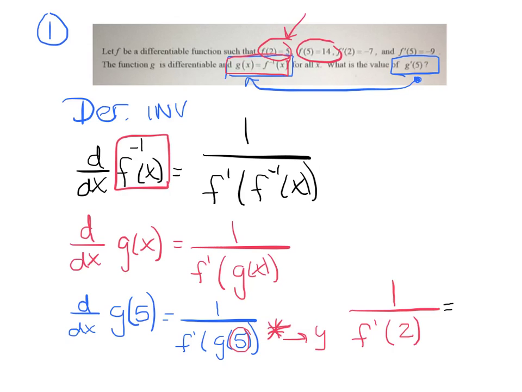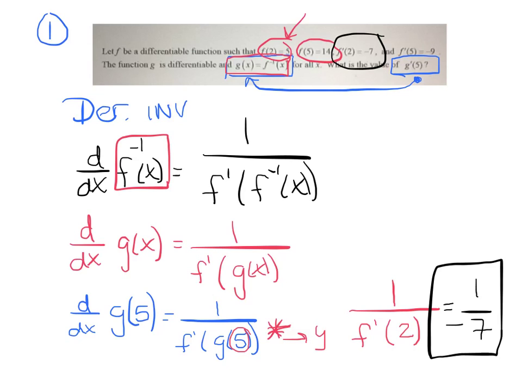Now I get 1 over f prime of 2, and you'll notice they gave me f prime of 2 as -7. So my final answer is just -1/7. You'll notice that they gave me some extra information that I didn't even need. Make sure again, the slower you write this and the cleaner you keep it, the easier it will be. Let's try another.